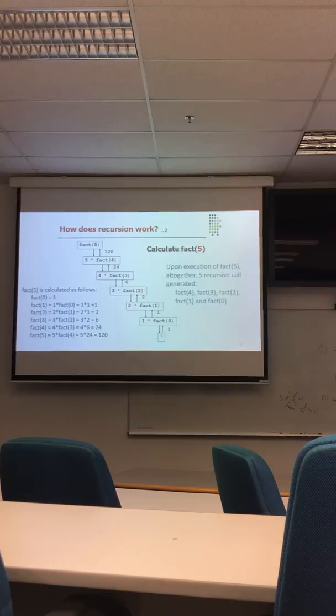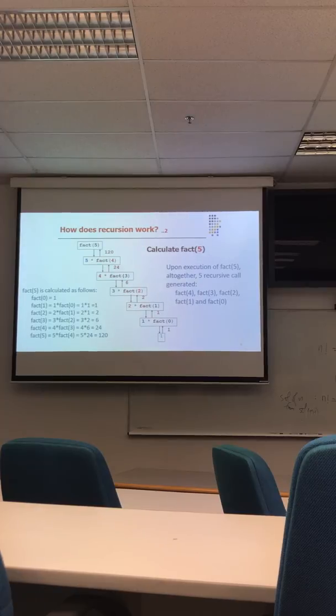So in this case, how many recursive calls are there? 1, 2, 3: factorial 4, factorial 3, factorial 2, factorial 1, factorial 0. Altogether 5 recursive calls. When you execute this algorithm with n equal to 5, there are altogether 5 recursive calls: 1, 2, 3, 4, 5.